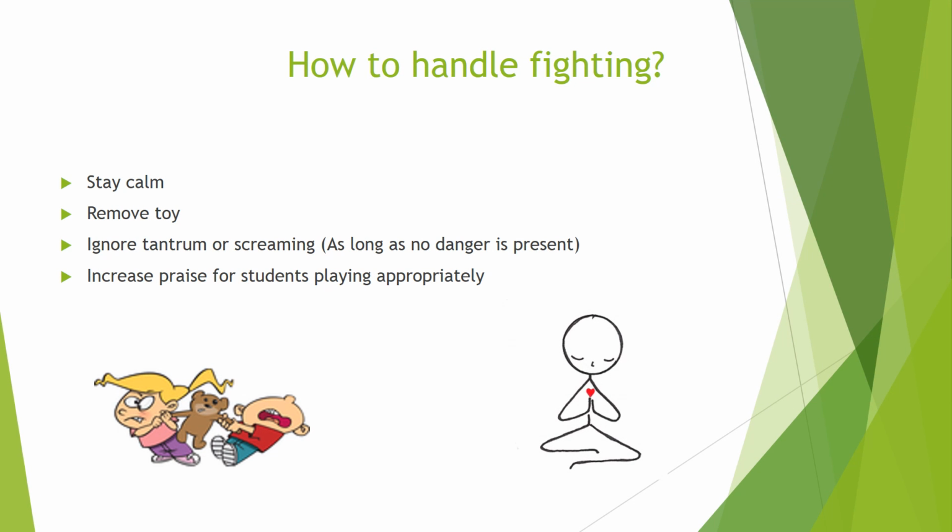How to handle fighting. The most important thing to remember is to stay calm. Do not engage with the student, and try to remain as non-reactive as possible. Gently remove the toy from the student if fighting occurs. We want to ignore tantrum or screaming behavior as long as no danger is present, as we don't want anyone getting hurt. If a student has a behavior intervention plan in place for fighting, please follow the method described for the individual students. We want to also be sure that we are increasing the amount of praise for students playing appropriately.